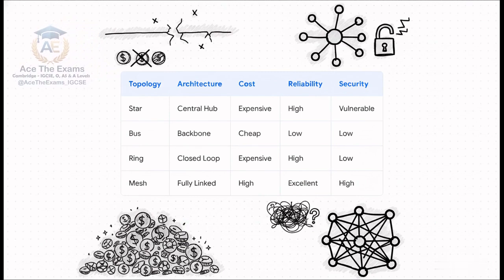Look closely. As reliability goes from low in the bus to high in the star and ring to excellent in the mesh, the cost scales from cheap to expensive to very high. The core trend you need to extract for your exam is that network design is always a compromise between budget constraints and fault tolerance requirements.